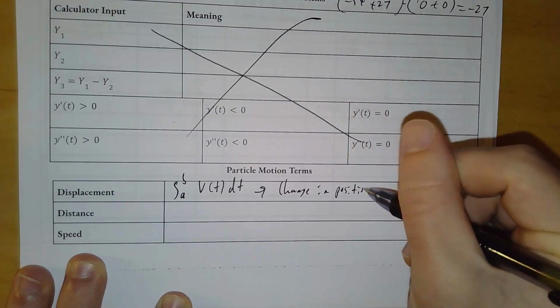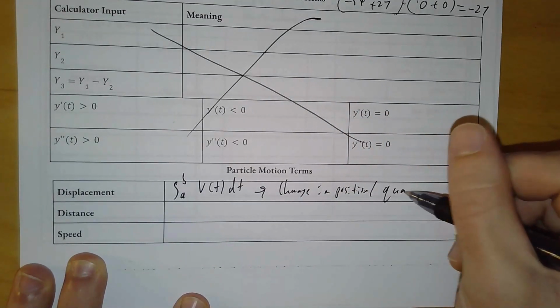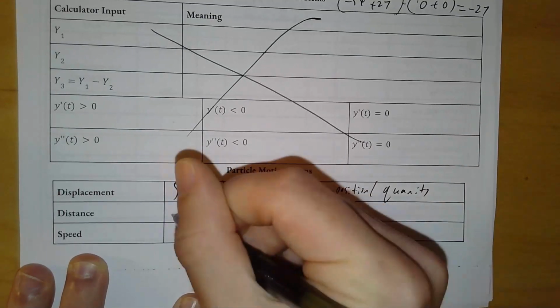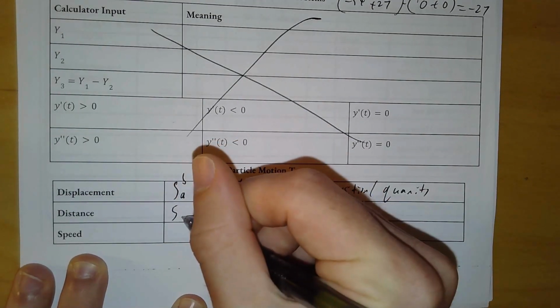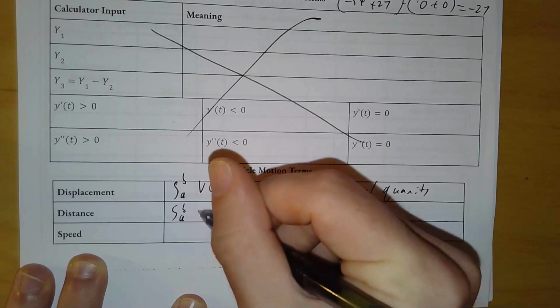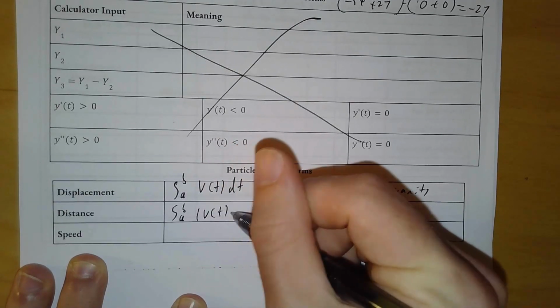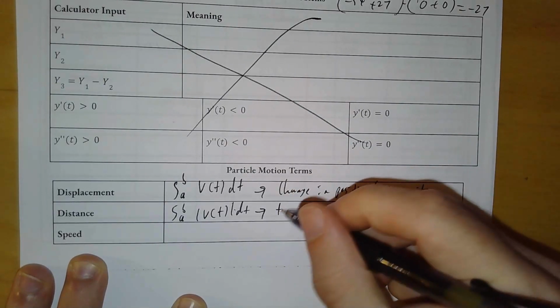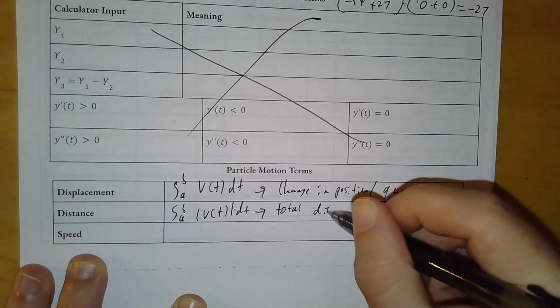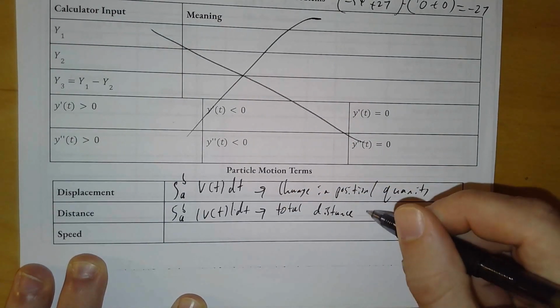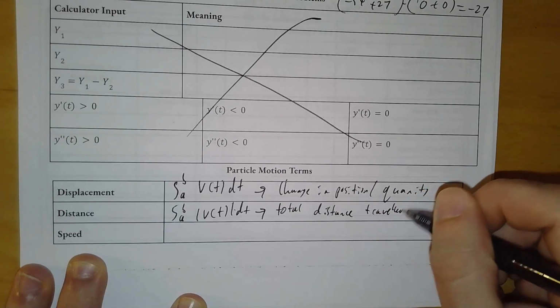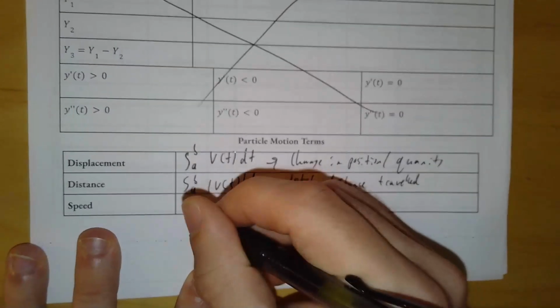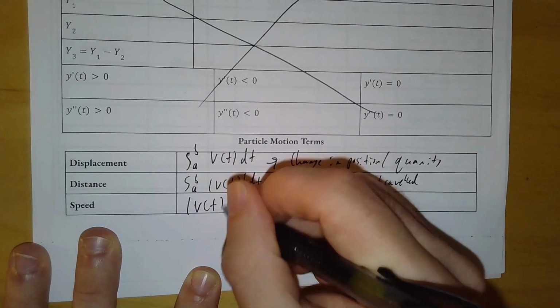It can also be talked about as a changing quantity. Distance is the same thing, integral from a to b of the absolute value of v of t dt, and this is going to give you the total distance traveled. Okay, and speed is just the absolute value of velocity.